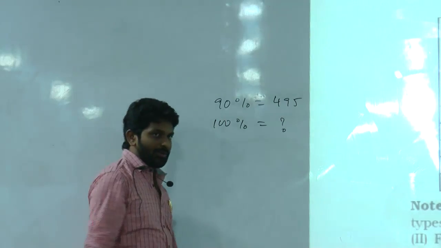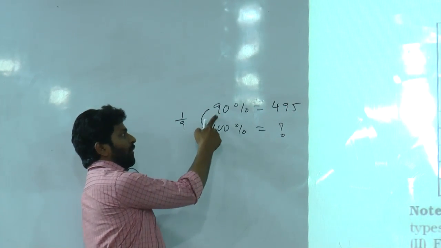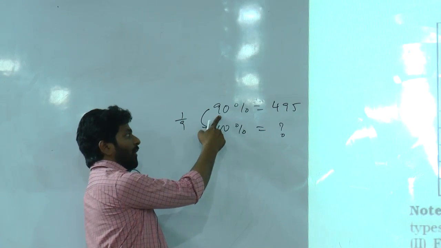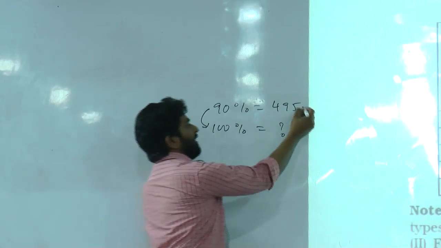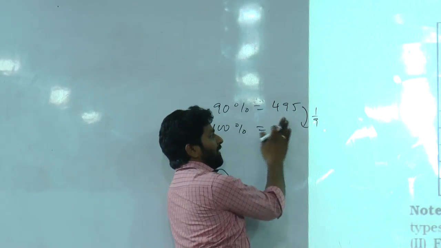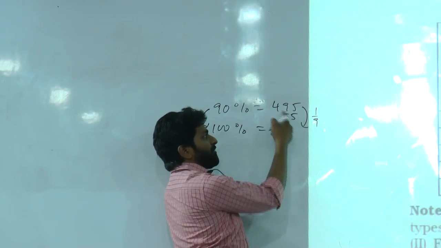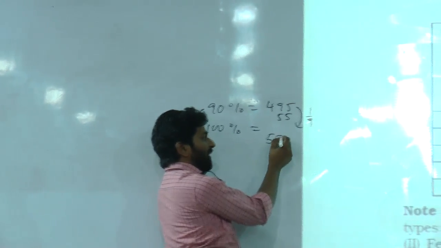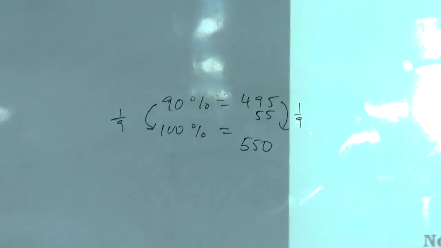100% is equal to how much? You just need to add 1/9 value here. What about 1/9 of this? 10. You add 10 here, you will get 100. So take 1/9 here also. 1/9 of 495 is 55. 495 plus 55, 550. Clear? Next, any other question?